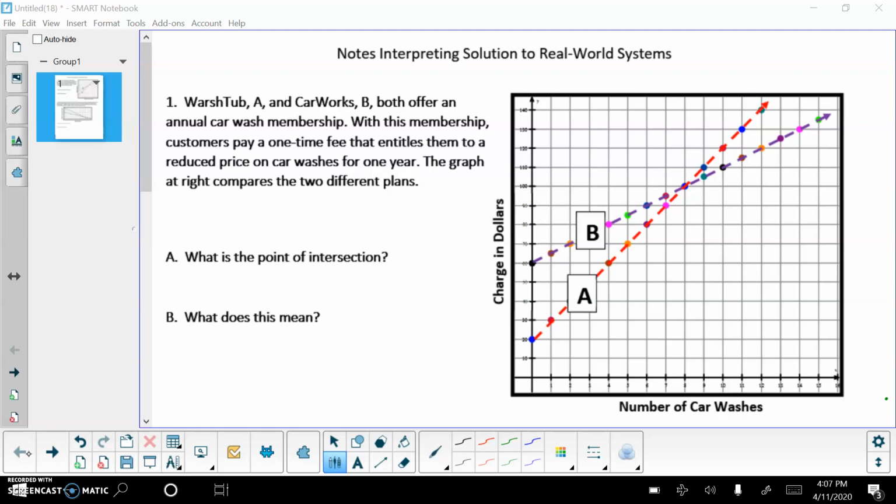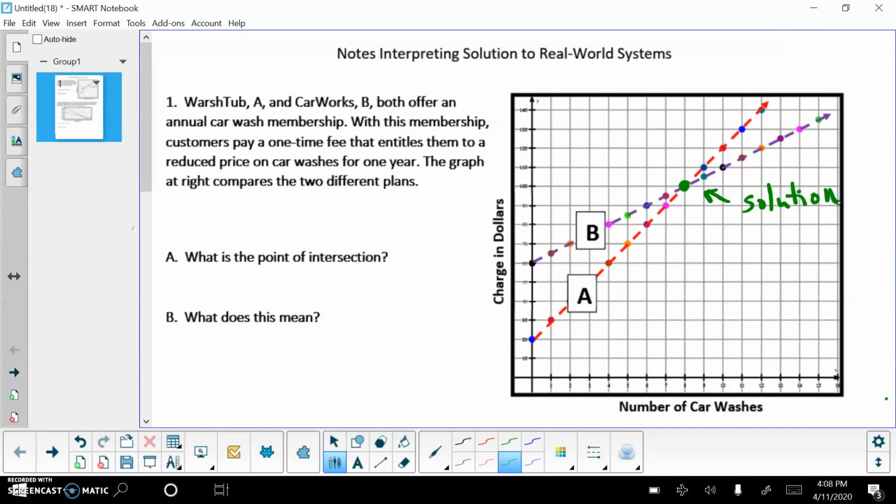Remember, the point of intersection, or the point where the two lines cross, that is the solution. So if we're just trying to find the solution, it's the point where the red graph and the purple graph cross, which I'm going to highlight here in green, right here at this spot. And I'm going to label that. That is our solution.